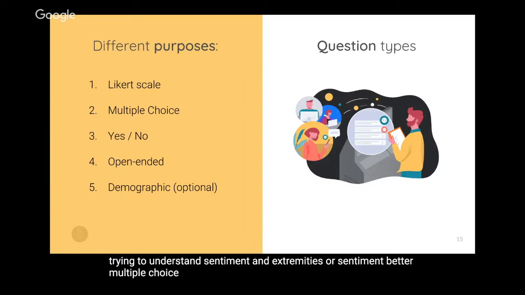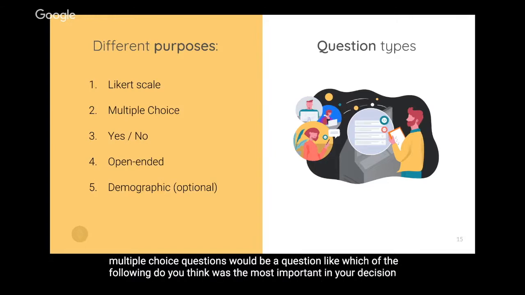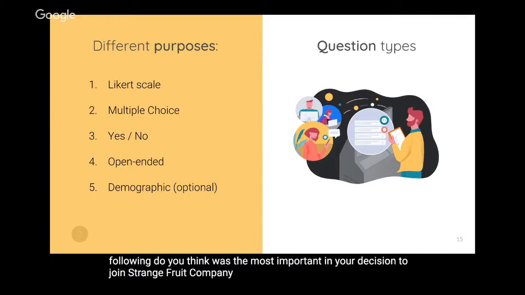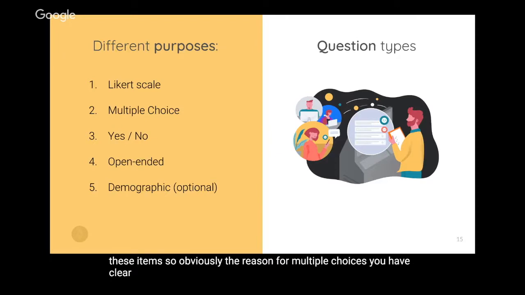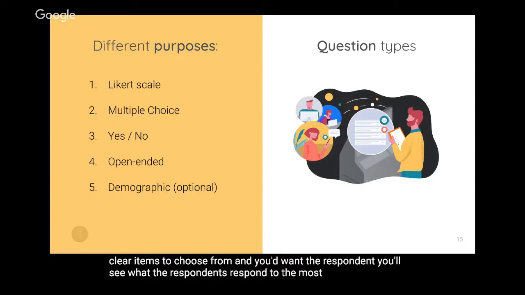Multiple choice questions would be a question like, which of the following do you think was the most important in your decision to join Strange Fruit? Company brand, sign-on bonus, awesome culture, or others? And then the respondent would choose one or more of these items. Obviously the reason for multiple choice is you have clear items to choose from, and you want to see what the respondents respond to the most.